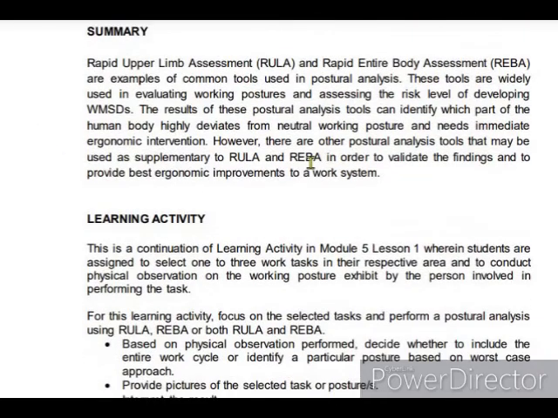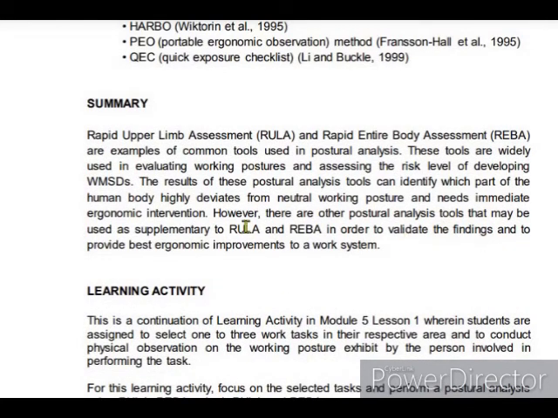Okay, summary. RULA and REBA are examples of common tools used in postural analysis. These tools are widely used in evaluating working posture and assessing the risk of developing WMSDs. So, widely used siya, guys. So, the results of these postural analysis tools can identify which part of the human body highly deviates from neutral working posture and needs immediate ergonomic intervention. However, there are other postural analysis tools that may be used as supplementary to the two, okay, in order to validate the findings and to provide best ergonomic improvements to our work system. Okay, so meron pang iba.